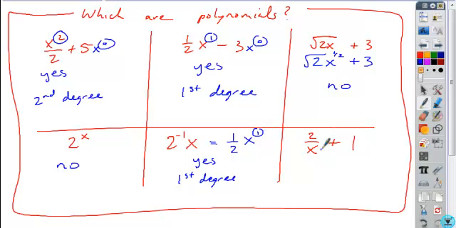And then finally our last example here, 2x, if we were to write this with a power, it's x to the what power? -1, does that fit the conditions for a polynomial? No. Okay, so the ones that would be polynomials in this would be these three.